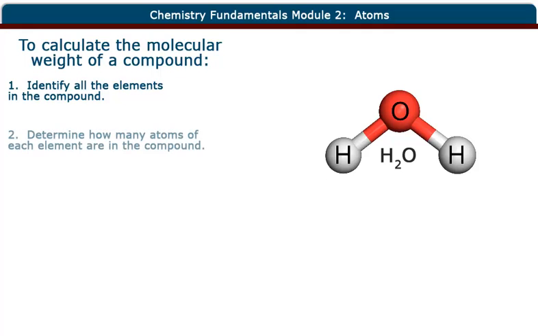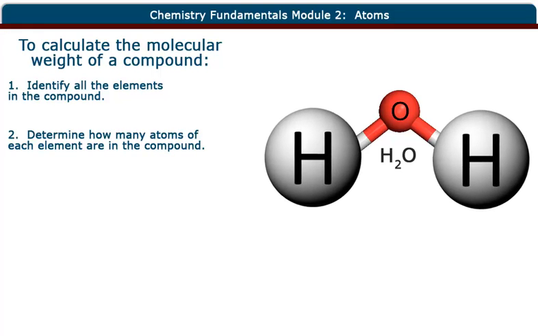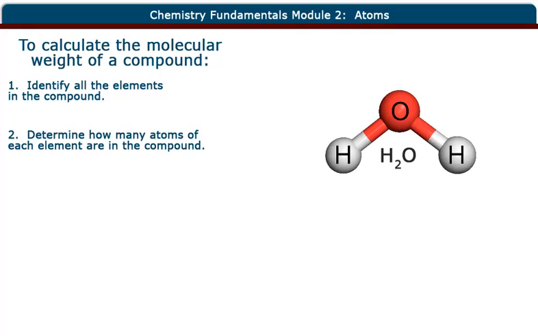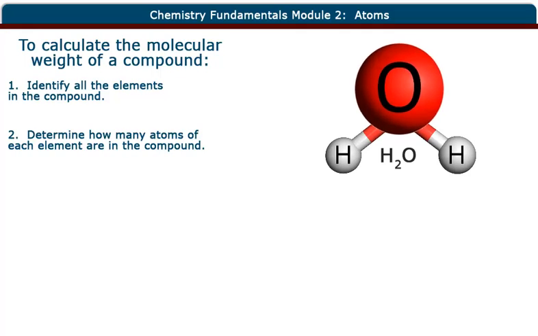Next, determine how many atoms of each element are in the compound. The number in front of the atom indicates how many atoms are in the molecule. If there are no numbers in front of the chemical symbol, it means there is only one atom in the molecule. In the case of water, there are 2 atoms of hydrogen and 1 atom of oxygen.